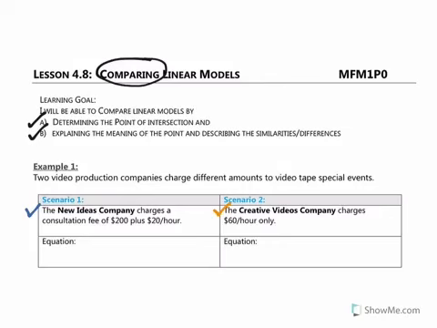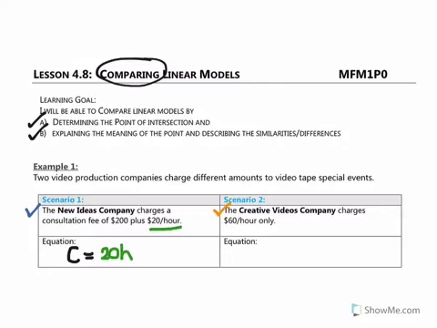Now the first thing I'm going to do is create an equation. So my equation is going to start with a C for the cost. I want to know what my cost is going to equal if I hire the New Ideas Company. They have a rate, $20 per hour. That's how I know that it's a rate: it has that word, the per. So they're going to charge me $20 for every hour that I hire them. So 20 times H. Which means if I hire them for 1 hour, they're going to charge me 20 bucks, 2 hours is 40 bucks, and 3 hours is 60 bucks, and so on.